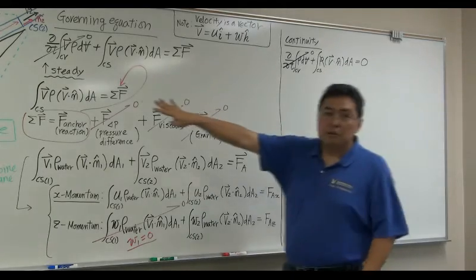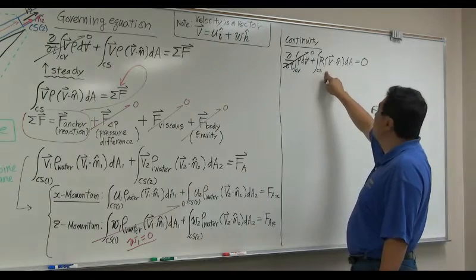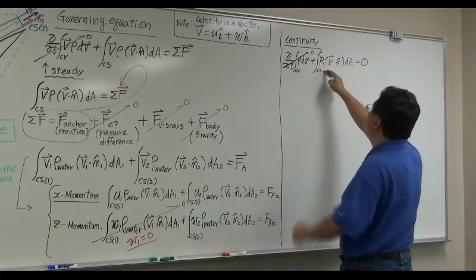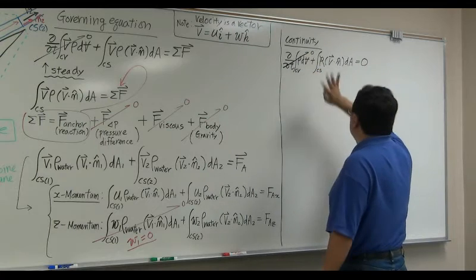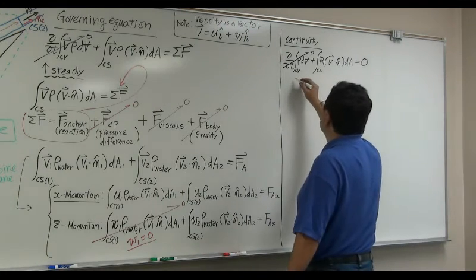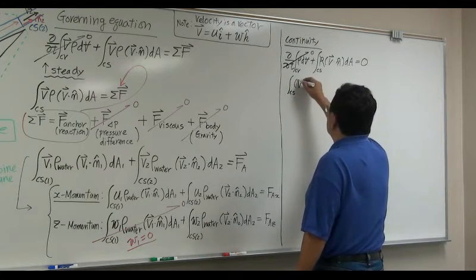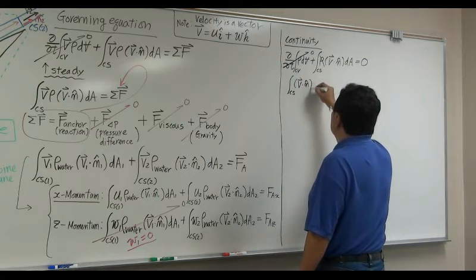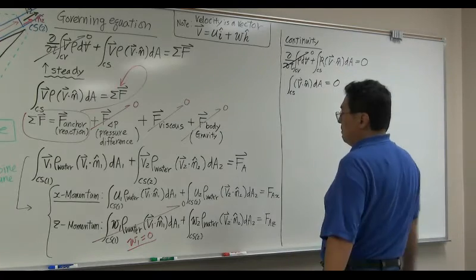If this is airflow, you cannot do that, so be careful. Density doesn't change throughout the flow. That's why this rho drops off. This goes outside of the integral. You can divide both sides by rho. 0 divided by rho is still 0. So this equation is the integral over the control surface of v dot n dA equal to 0.